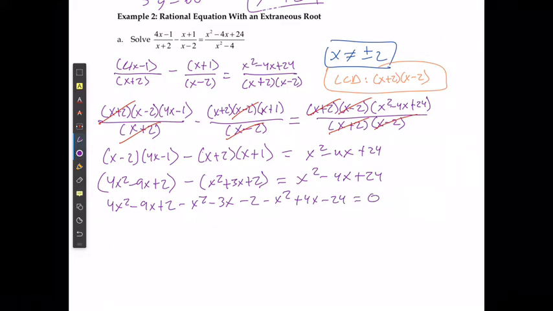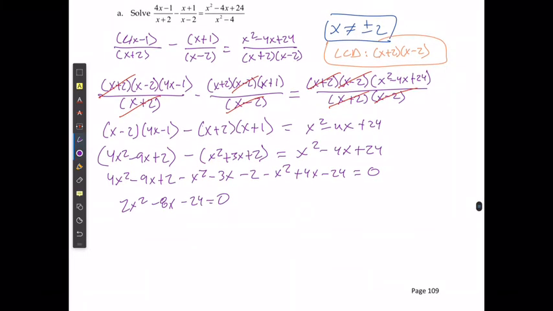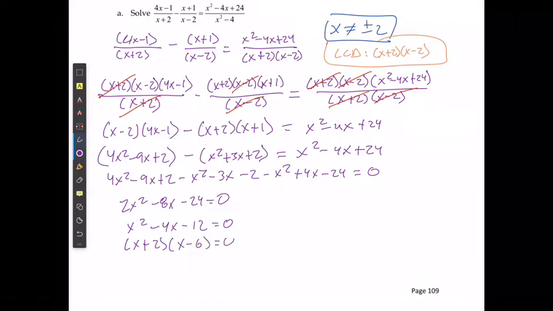When I combine my like terms, I'm going to state that 2x squared minus 8x minus 24 is equal to 0. Now, because they have a common factor of 2, I'm going to divide both sides of the equation by 2 and just be left with x squared minus 4x minus 12 is equal to 0, or x plus 2, x minus 6 is equal to 0. This means that x could either equal negative 2 or 6.